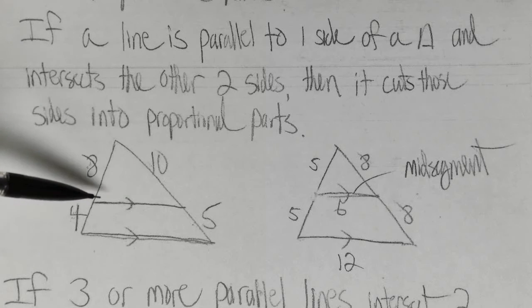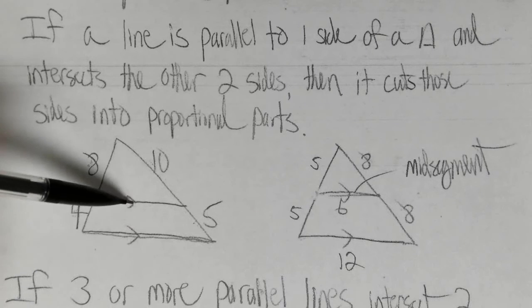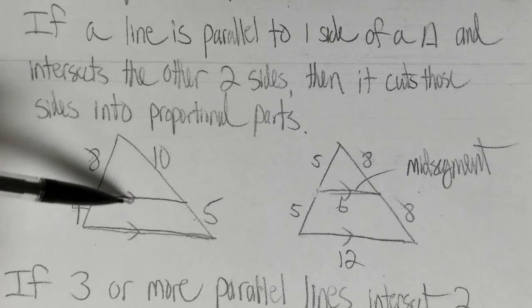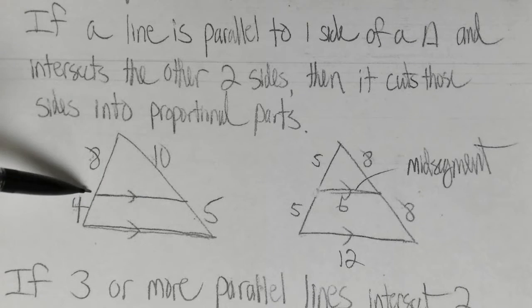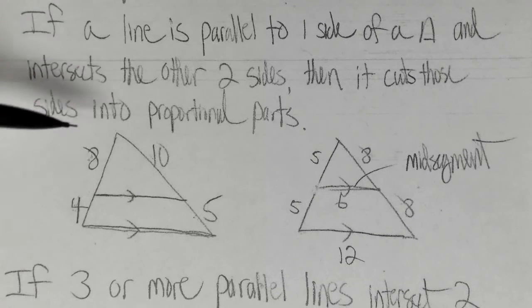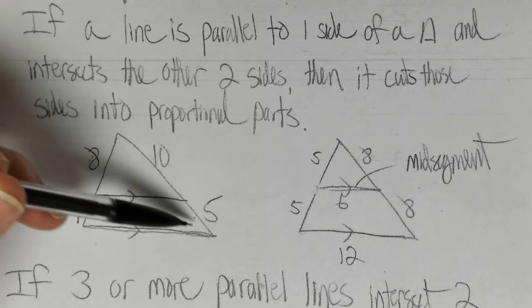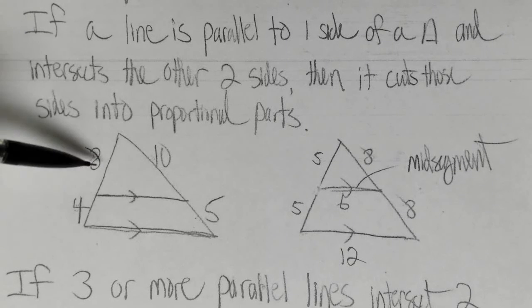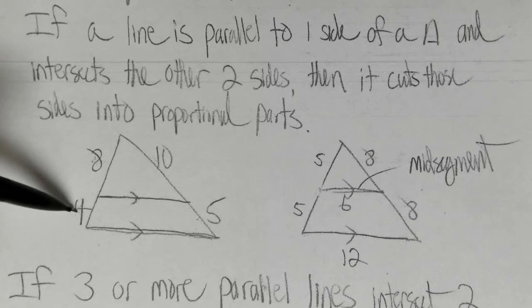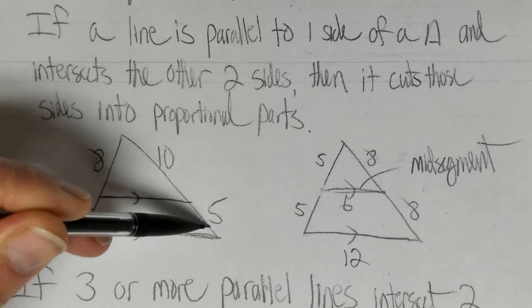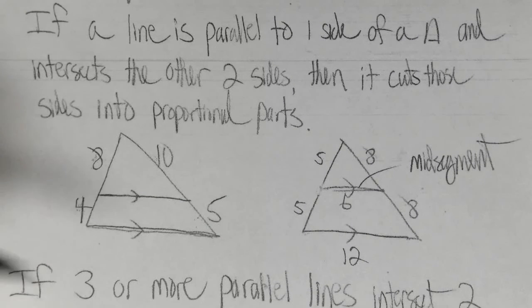And so if we have a line here, and we know it's parallel to this side because of these two arrows, that indicates that the two segments are parallel to one another, then it must cut these other two sides into proportional parts. So let's say this piece is 8, 4, 10, and 5. Okay, so those pieces have to be proportional. So in other words, if I put 8 over 4, that divides out to make 2, and 10 over 5 also divides out to make 2. Those fractions that you make with those parts, they have to be the same.